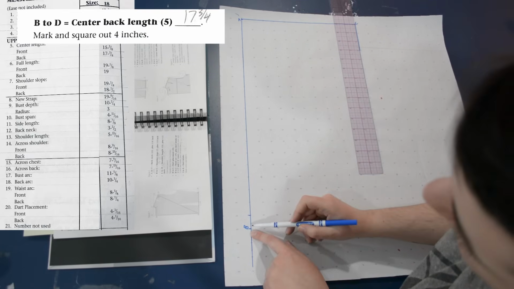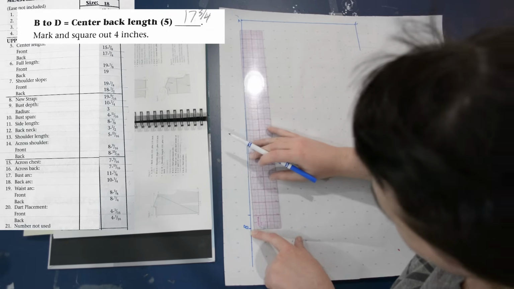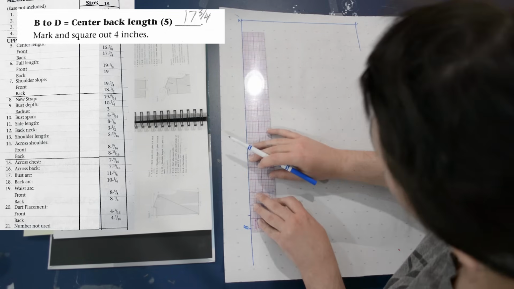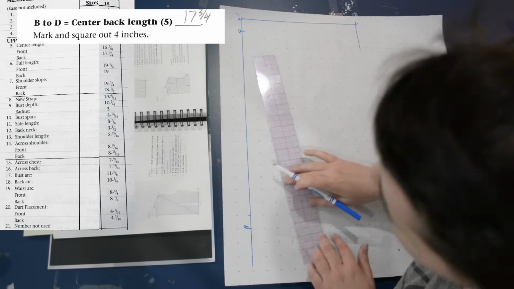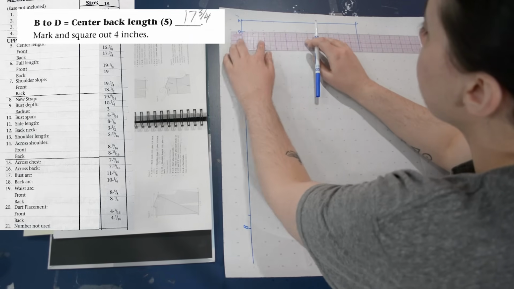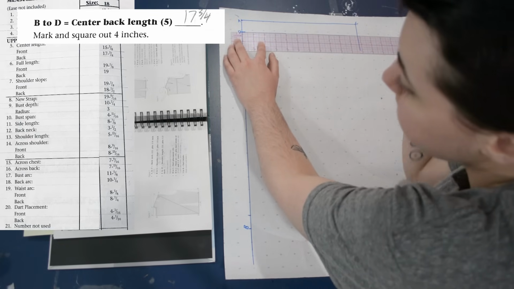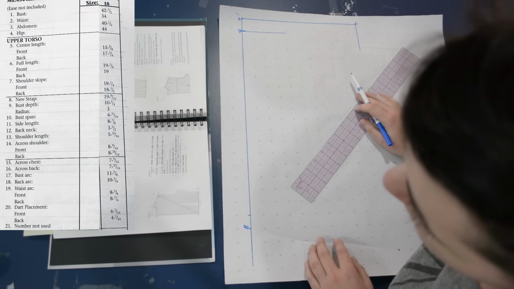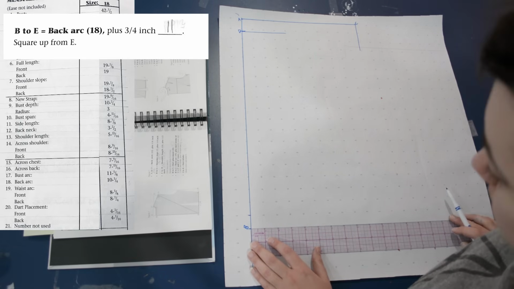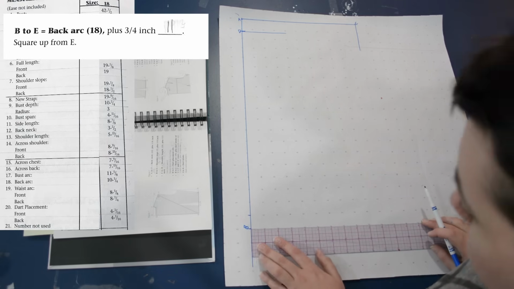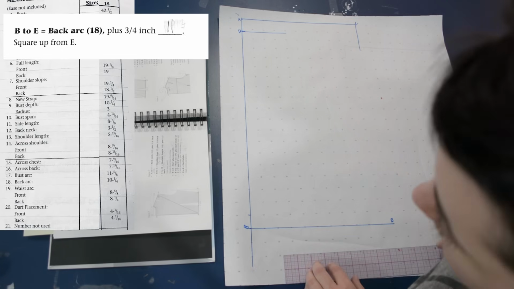B to D, B down here, to D is the center back length, which is marked as 17 3/4 for me. 17 3/4, which is here. So this is D for me here. Mark and square out 4 inches from D. Alrighty. 1, 2, 3, 4. All right, B to E down here is the back arc measurement plus 3/4 of an inch, which for me equals 11 inches. So I will come out 11 inches from B here, which is right here, and label that E. Square up from E, it says.